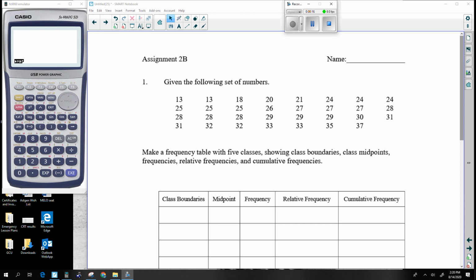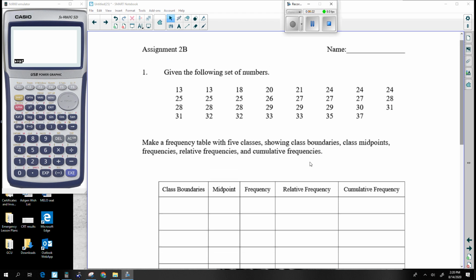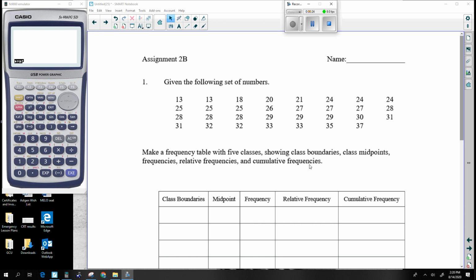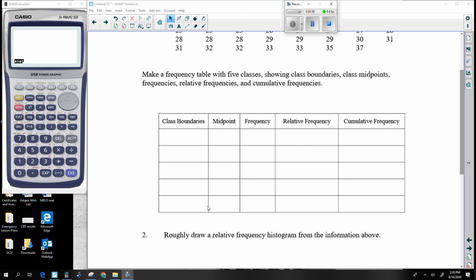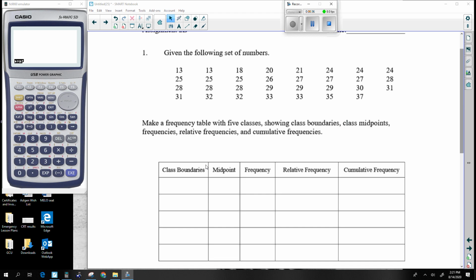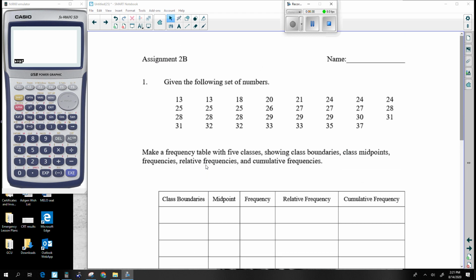This assignment is dealing with what we call a frequency table. And this will round out, in essence, what you need to know for Chapter 2, a frequency table. So in a frequency table, we're going to be filling out this thing right here. And there's actually some mathematics that go into it. And I'll teach you everything that you need to know right now.